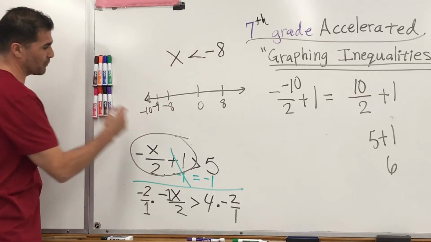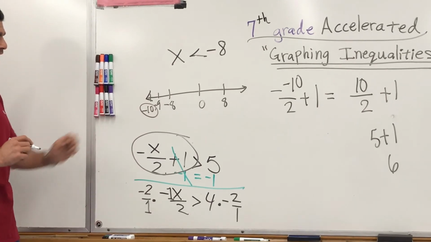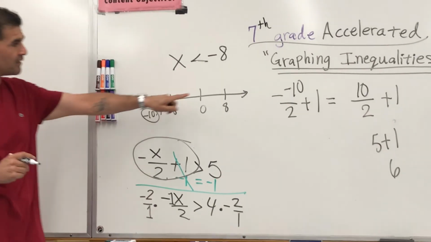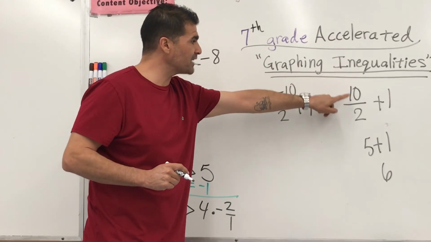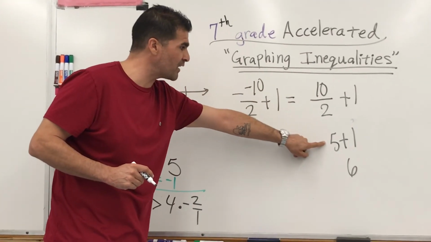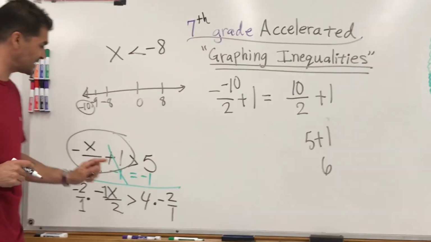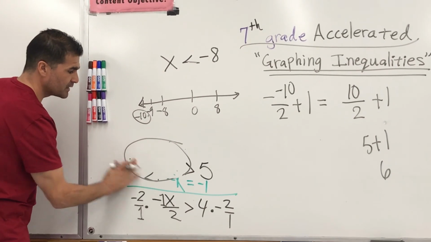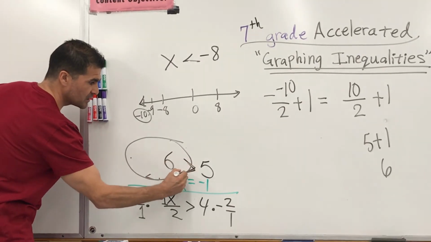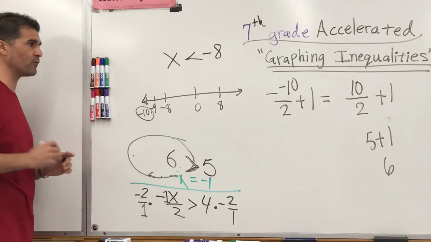And we picked this number here, -10. And if x is equal to -10, a negative 10 is 10, and positive 10 divided by 2 is 5, and 5 plus 1 is 6. Now, we can definitely know for a fact 6 really is greater than 5.